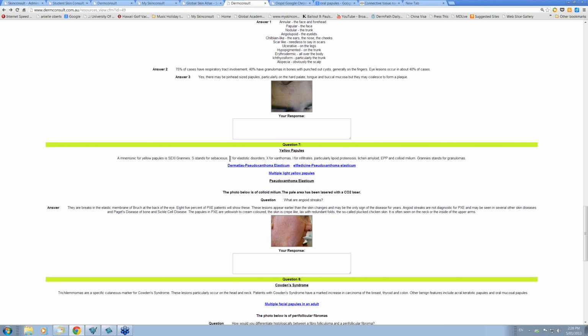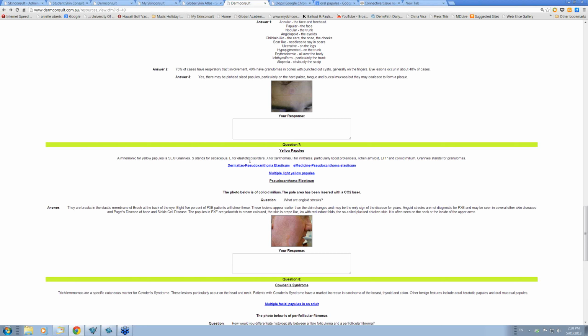Yellow papules, I've mentioned those at the beginning, and we talked about the xanthomas, xanthogranulomas, xanthelasmas. We talked about sebaceous hyperplasia. What are the yellow papules? A mnemonic for yellow papules is sexy grannies. S stands for sebaceous, all right. E for elastotic disorders.